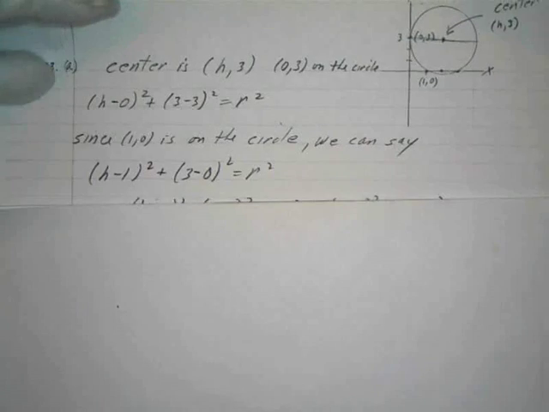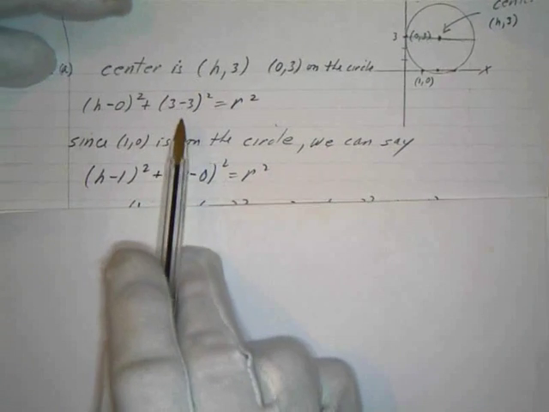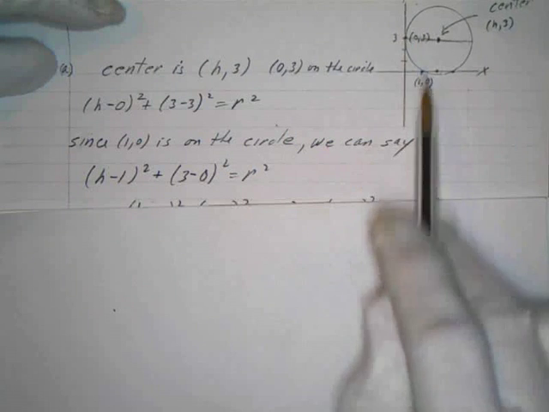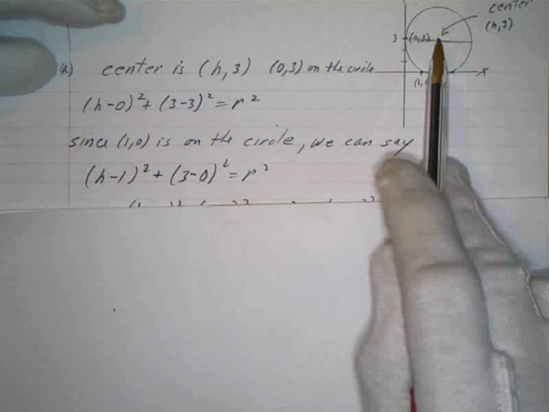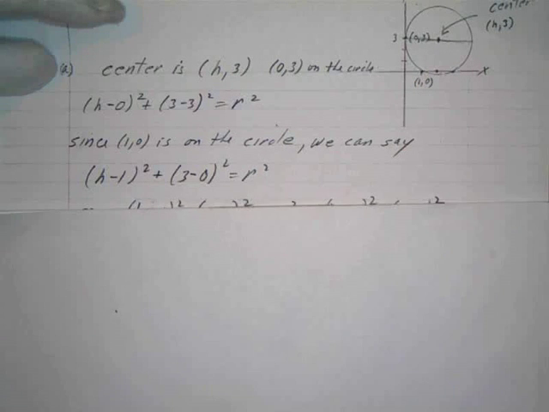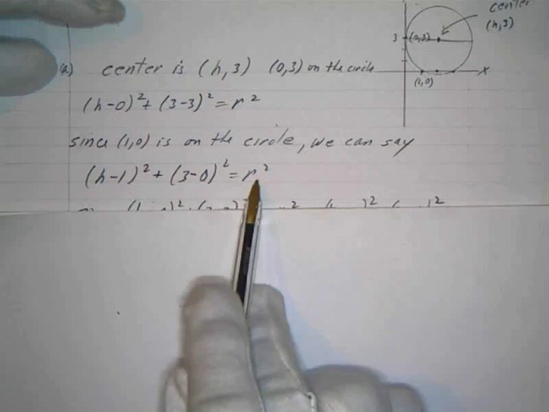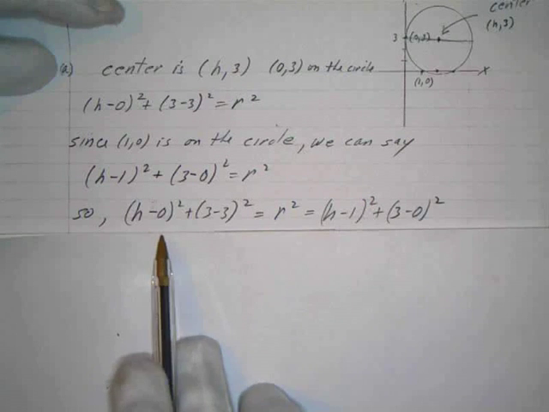Okay, so now we've got two equations. We know a little bit about the center, and we know these 2 points, and the distance from the center to one point is r, and the distance from the center to the other point will be r. So I put those in the equation. Since these both are equal to r squared, I can set them equal to each other.